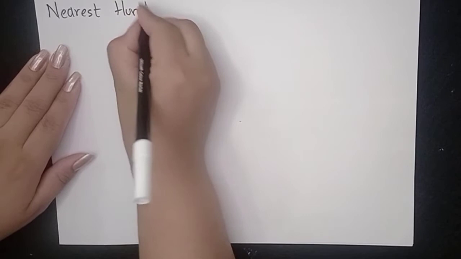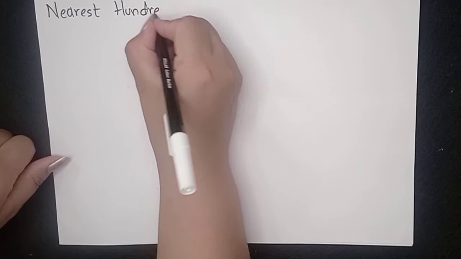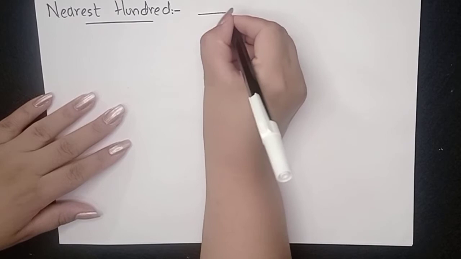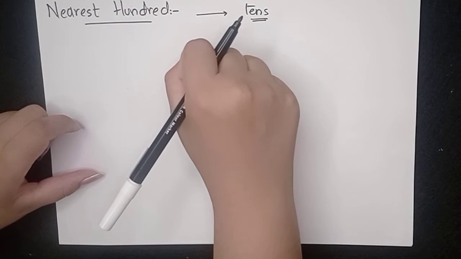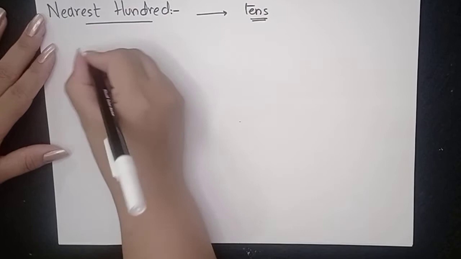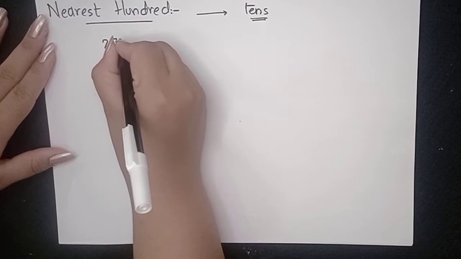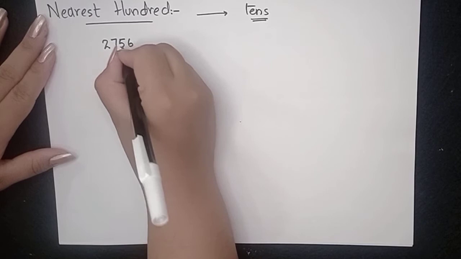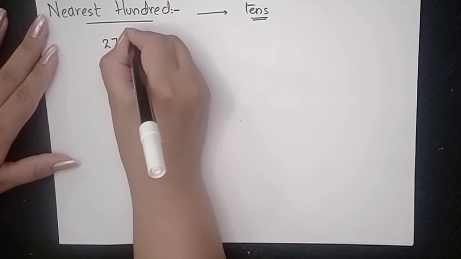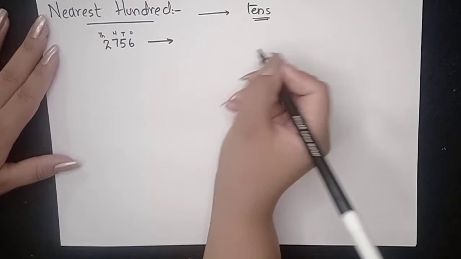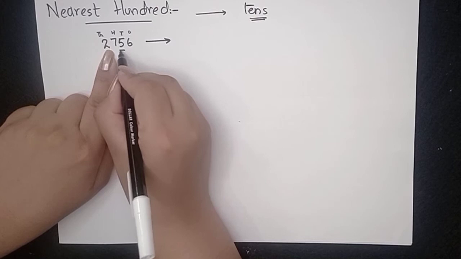So now we're going to do the nearest 100. For the nearest 100, we look at the digit at the tens place. Nearest 100 means whichever digit belongs to the hundreds place and then 00. Let's suppose we have the number 2756 and we have to round off to the nearest 100. The placement goes like ones, tens, hundreds and thousands. In this case, we have to see the digit at the tens place. So what is this? 5.